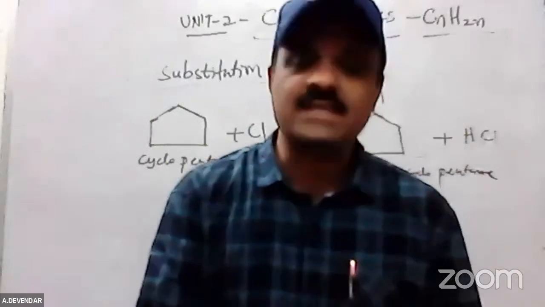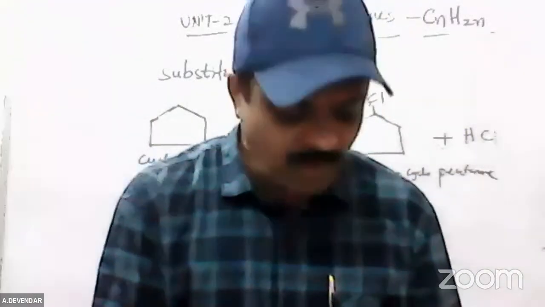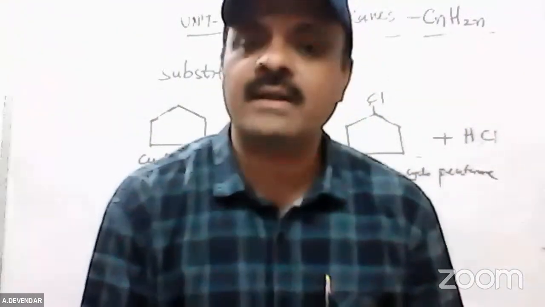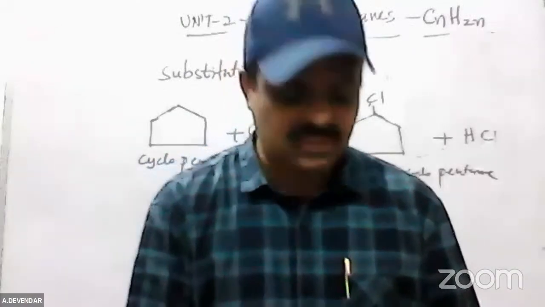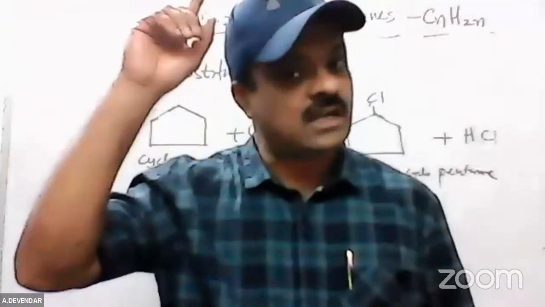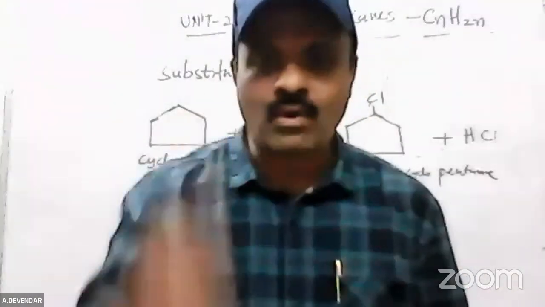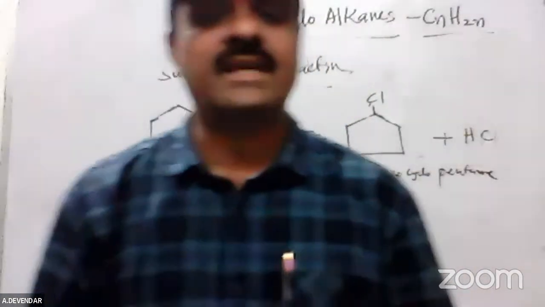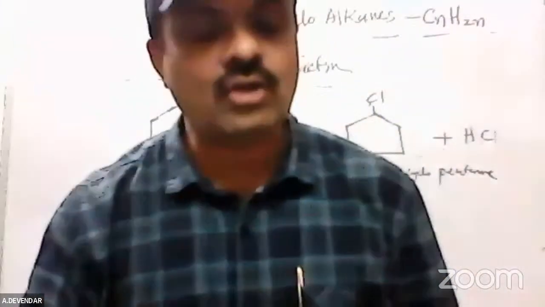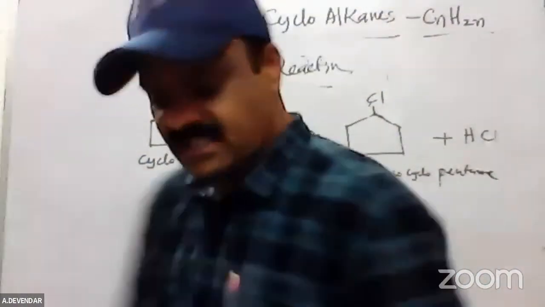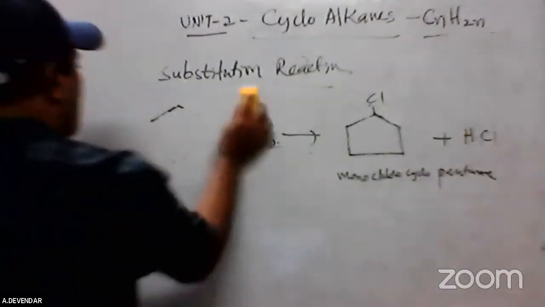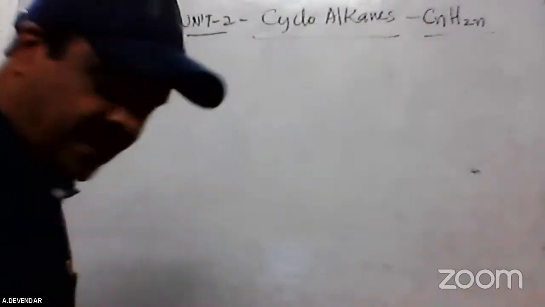This closed form means we already know that the normal bond angle must be 109 degrees 28 minutes. In saturated hydrocarbons, remember methane or ethane, the carbon bond angle is 109 degrees 28 minutes. But if you see cyclopropane, what is the structure? Cyclopropane is a triangular form. What is the bond angle of the carbon atom?